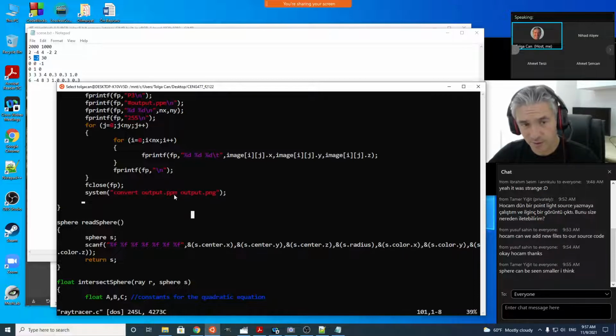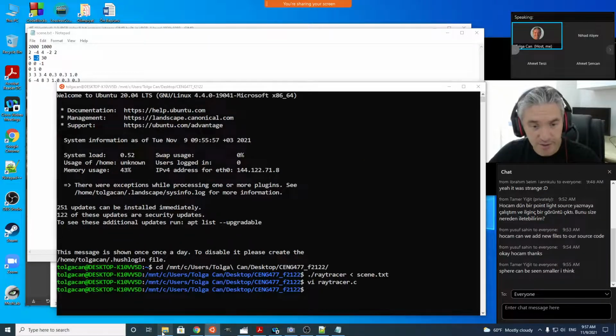I think the problem was that maybe the system call is running multi-threaded without waiting for this to finish. It probably goes to the next system call; maybe it just gives this as a process to the system and executes the next one. And the next one was deleting output ppm, and that was causing the error. So if you don't delete output ppm and just make this convert function call from your write ppm, output png is nicely generated.